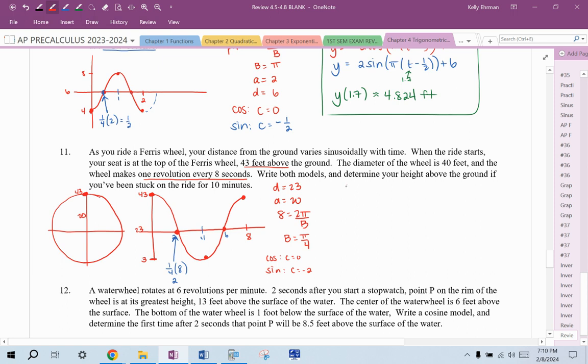So when I write my models, the first one is going to be y equals 20 cosine of pi over 4 times (t minus 0) plus 23. And if I want to write the sine curve, it opens down and would come back around. So y equals -20 sine of pi over 4 times (t minus 2) plus 23. This question says, write both models. Did that. Determine your height above the ground if you've been stuck on the ride for 10 minutes.